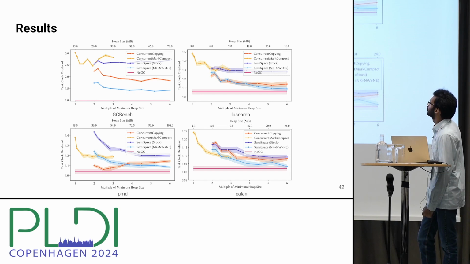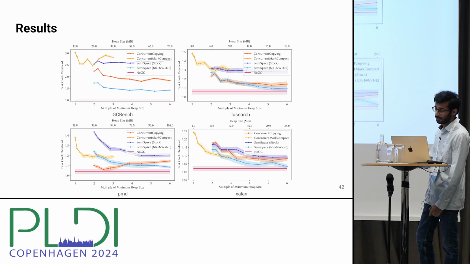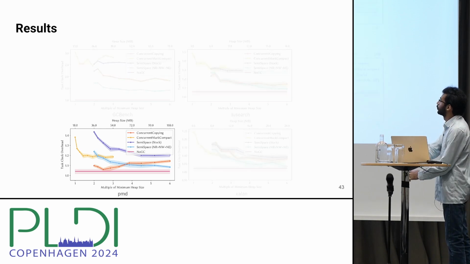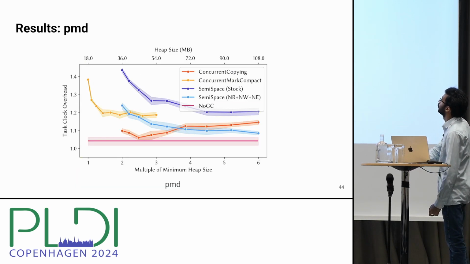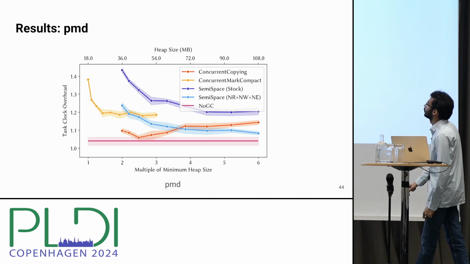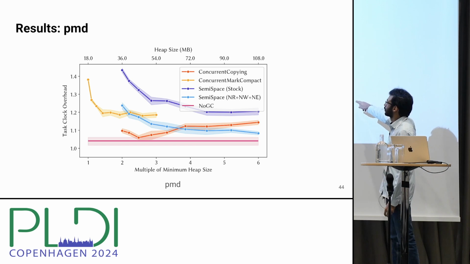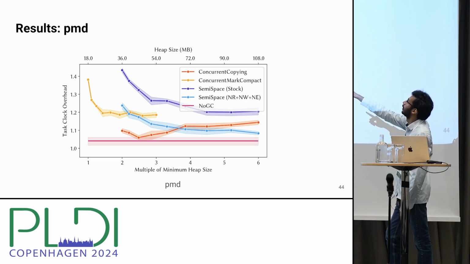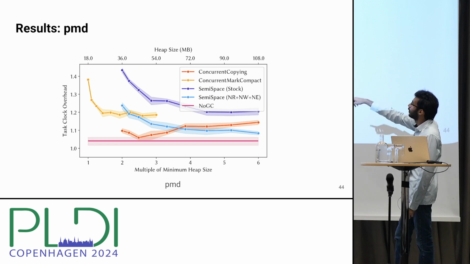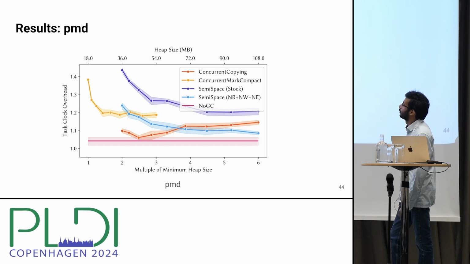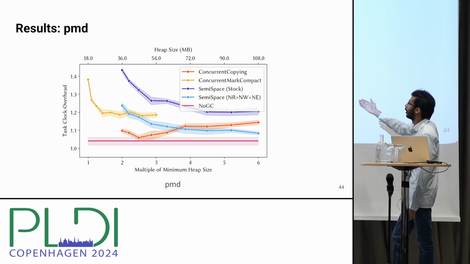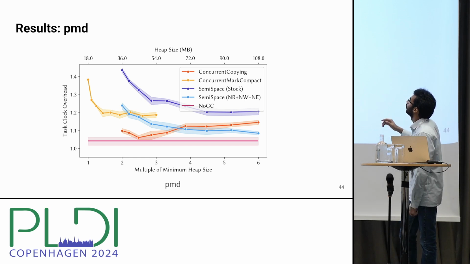These are the results for the vanilla Java benchmarks, but in the interest of time, I'll only go with this one. First, let me explain how to interpret the graph here. On the x-axis, we have the multiple of the minimum heap size for this particular benchmark. In this case, 1 is 18 megabytes, and 6 is 108 megabytes. On the y-axis, we have the task clock overhead. The closer you are to 1.0, the closer you are to the approximation of the ideal GC.